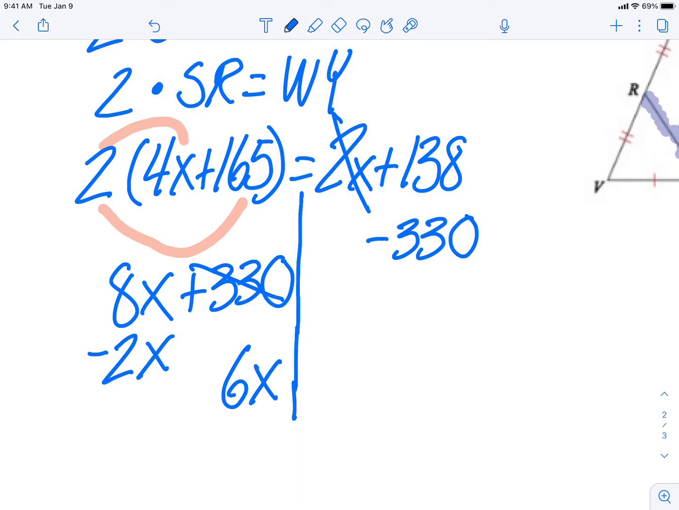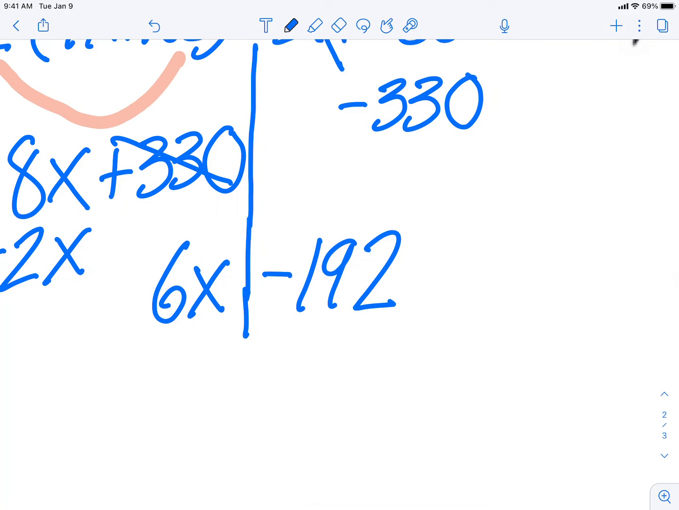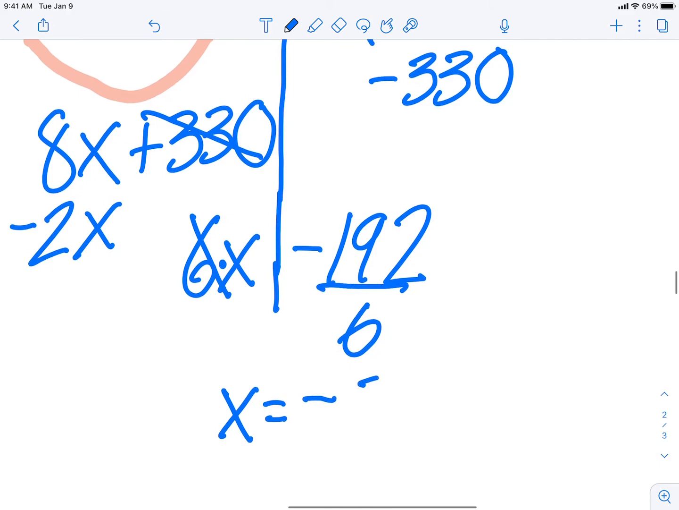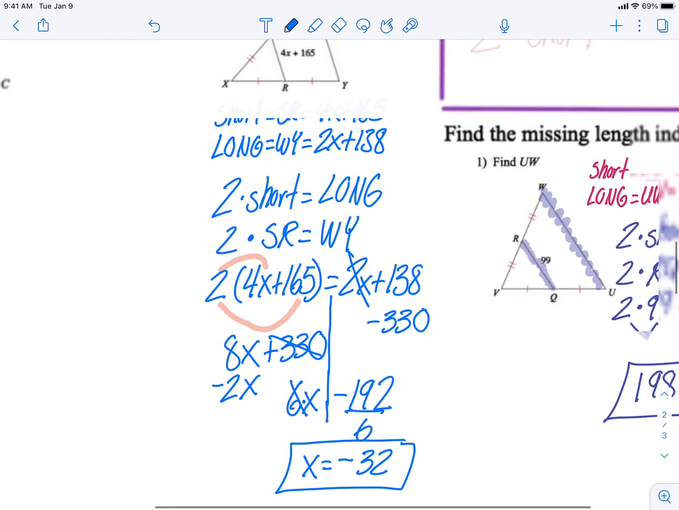Negative 192. Again, remember, use your calculator for this. I did it in my head, but you guys use your calculator. The opposite of multiplying by 6 is dividing by 6. So I get x is equal to a negative divided by a positive, which is a negative. And 6 into 192 is 32. x is equal to negative 32, and that's exactly what they were asking for.